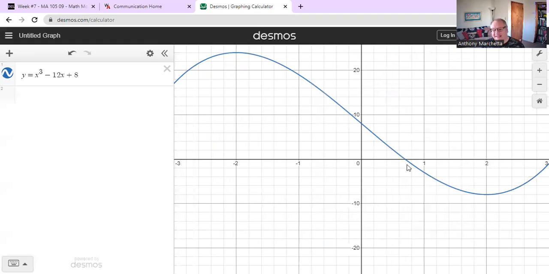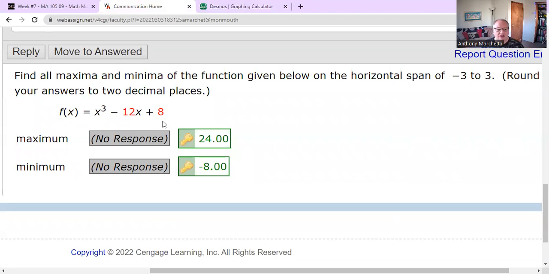And now it's really pretty clear to me where the max and min are. I could just click in the area and then click it one more time. There's your max. It's at x equals -2 and y equals 24. And there's your min. So we will put those values in, -2, 24, and 2, -8 right here. Notice that they're asking you to find the maxima and minima of the function. When they say of the function, what they're saying is find f at the max, find f at the min. In other words, give me the y value, not the x value.